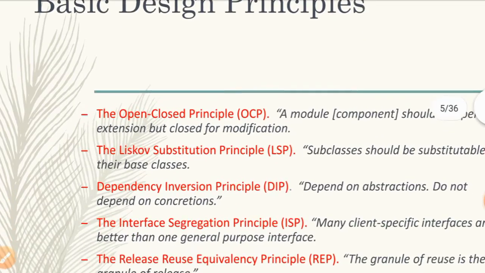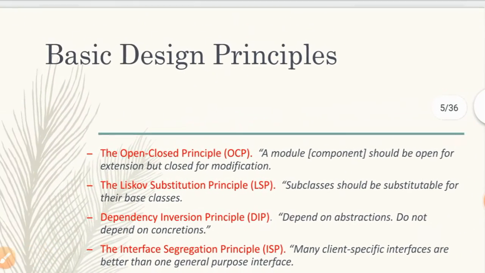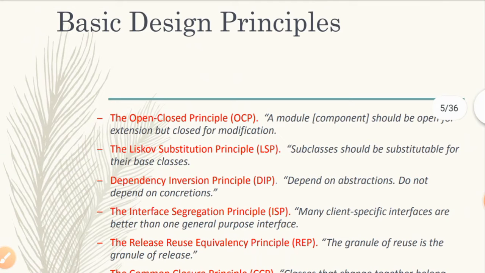printing machine. Now these are the basic design principles of your component. First one is the open close principle, also called the OCP principle. That is, a module or a component should be open for extension but closed for modification. That is, you can extend the number of pages, but you cannot change a page during printing of your file. So this is the first design principle.